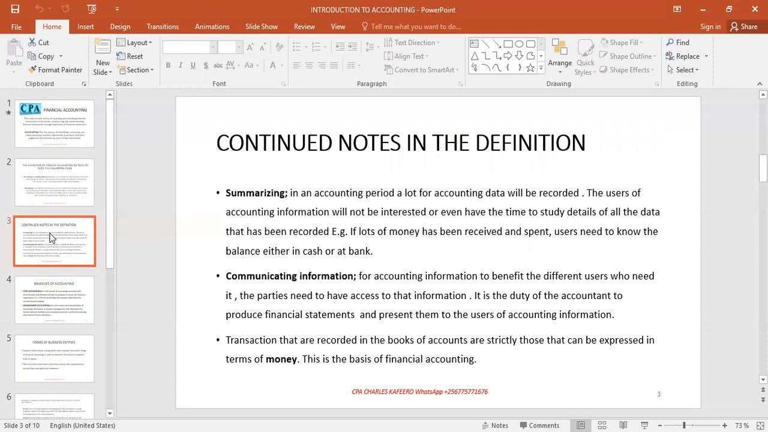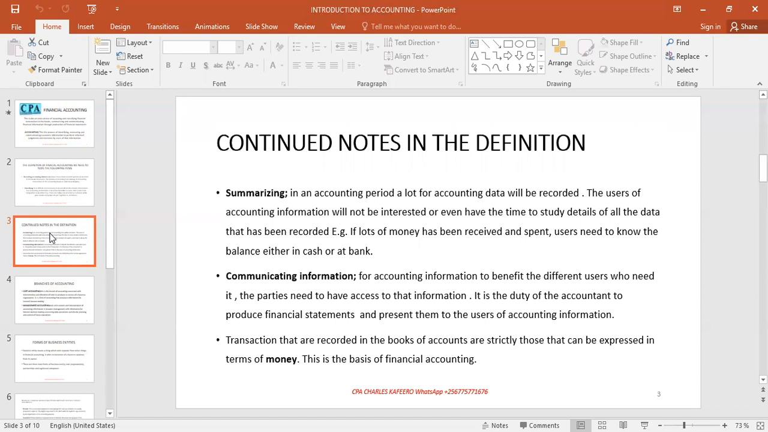Someone may, instead of telling someone that I sold these goods and I incurred this amount, what they want to know is, if you sold these goods, what profit did we get from there? Or if I gave you some money to buy certain commodities, what is the balance you have at hand after purchasing those goods? That's what we mean by summarizing the accounting information.